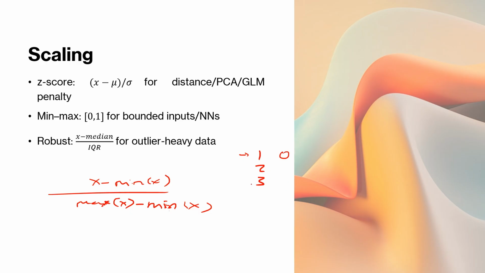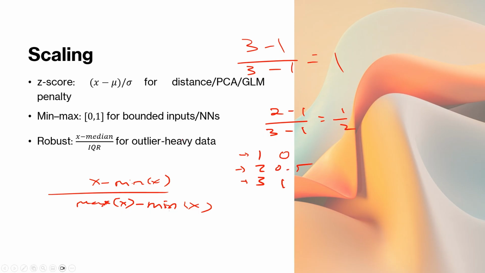Now, if you take the last one, the value of x as 3. So 3 minus the minimum, which is 1, divide by the maximum value of x, which is 3, minus the minimum, which is equal to 1. So you get 1 here. And what about the other value, x2? You take 2 minus the minimum, which is 1, and you divide by the maximum, 3, minus the minimum, 1. So you get 1 out of 2, which is 0.5. So in the end, when you apply min-max normalization, you bring all of your values in between 0 and 1.